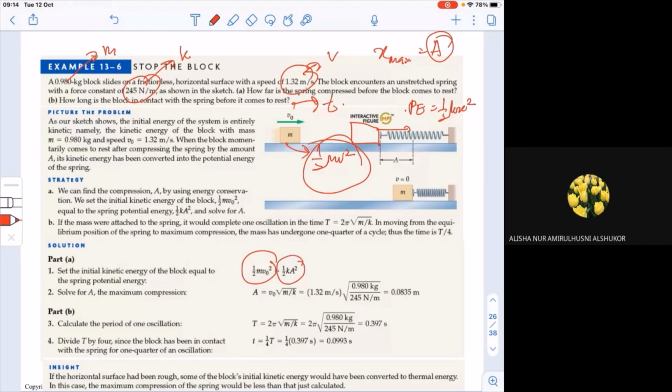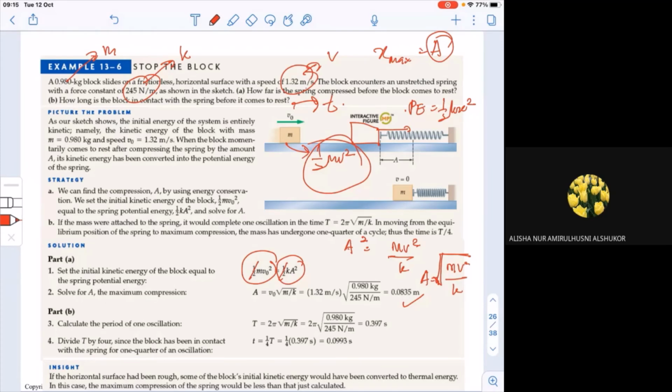Right? So we cancel out the half, and A squared equals mv squared over k, and then A will be the square root of mv squared over k. And of course, you can take out the v squared, and then we are just left with m over k. The answer is 0.0835 meters.